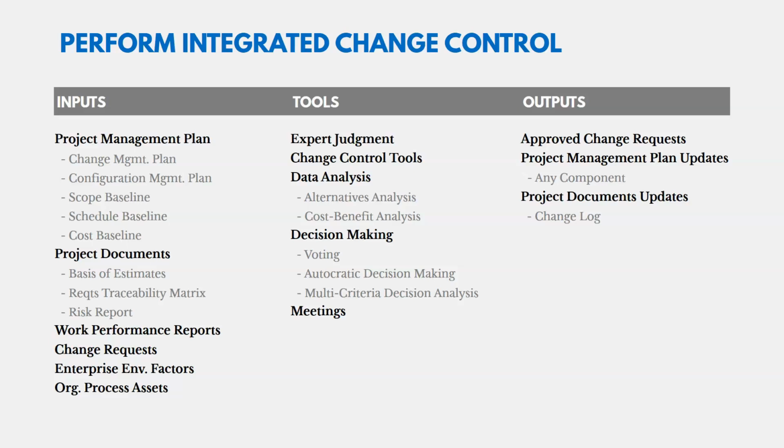And then the outputs are going to be approved change requests. Obviously, if the change gets approved, it becomes an output here. And then updates to the project management plan and other project documents. Remember, updates to documentation are oftentimes outputs on these monitoring and controlling processes. Let me talk about a couple of things here, though.